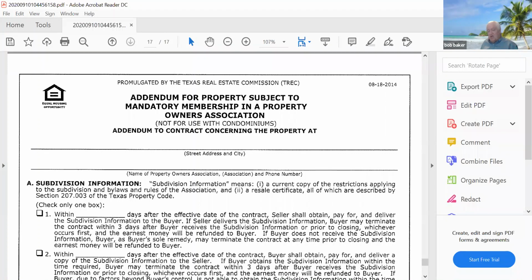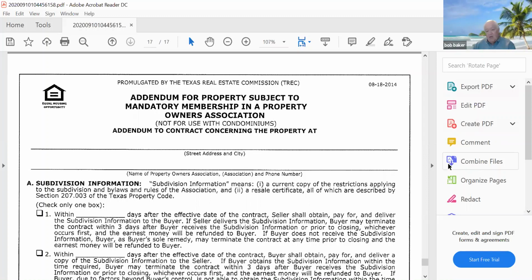So you need to make sure you've had a conversation with the title company if you represent the seller, and make sure you're on the same page with what's going to happen within this time frame in A1. Everybody good with that?